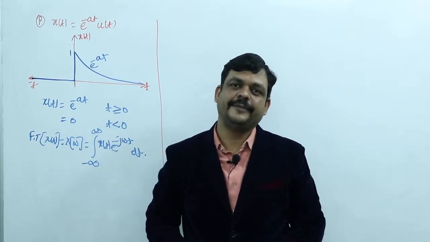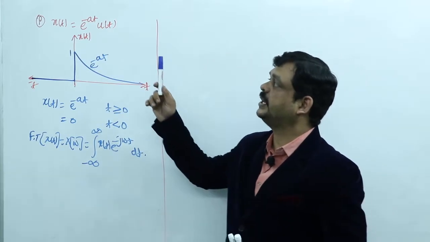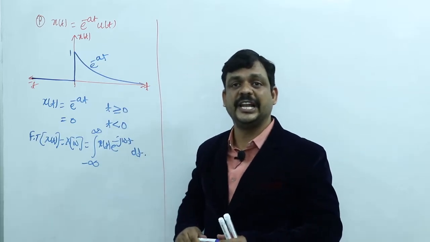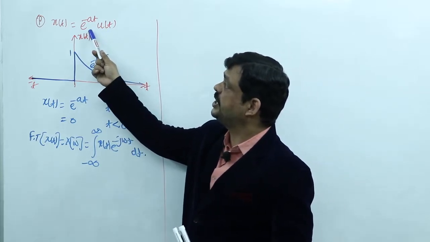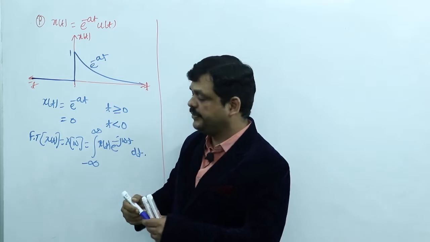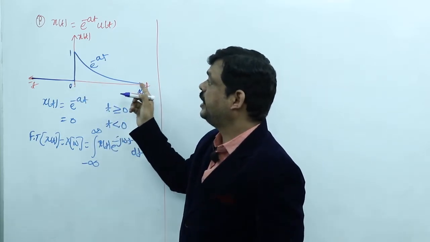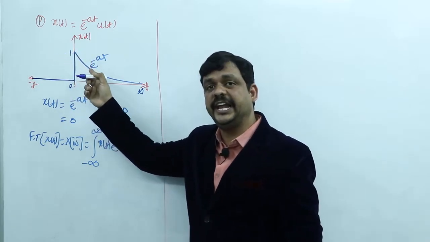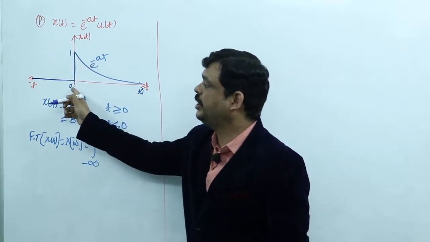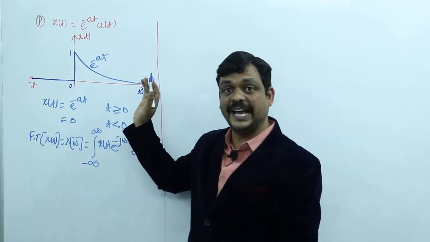Fourier transform of the given function. So just now we have discussed the given function is an exponentially decaying function. This function is defined from time equal to 0 to infinity. The time axis is from 0 to infinity, it is defined. How is the function? Exponentially decaying function. And the negative time axis, it is not defined. Now it is the energy signal.